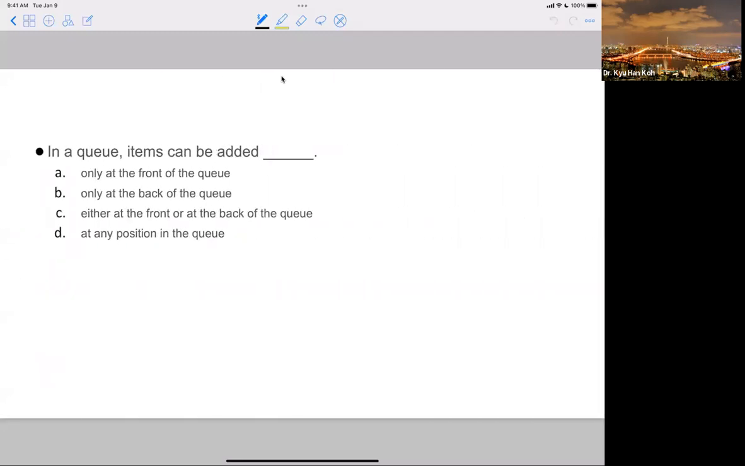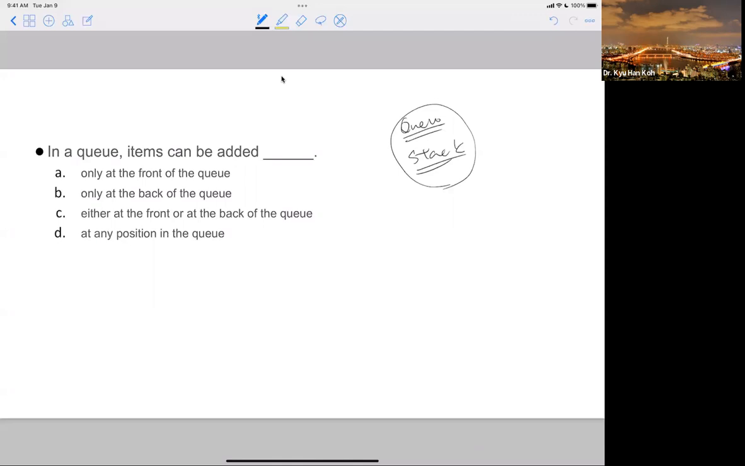Then here is something else. If you are not comfortable with queue or stack or other linear structure, then it is a good time to review your programming two textbooks, because we will talk about the queues and stacks a lot in the linear structure section. So it's a good time to review your previous programming textbook.